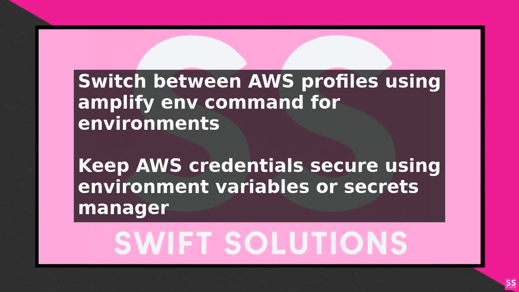In conclusion, managing multiple AWS profiles with the Amplify CLI is a straightforward process that involves configuring the AWS config file, using the Amplify env command to switch between environments, and keeping your AWS credentials secure. By following these steps and best practices, you can easily manage multiple AWS profiles and use the Amplify CLI to create and manage AWS resources.